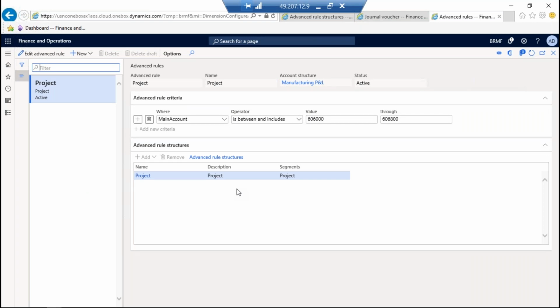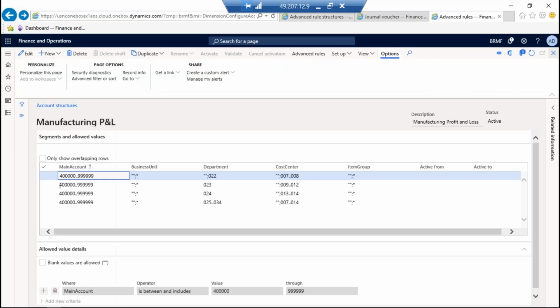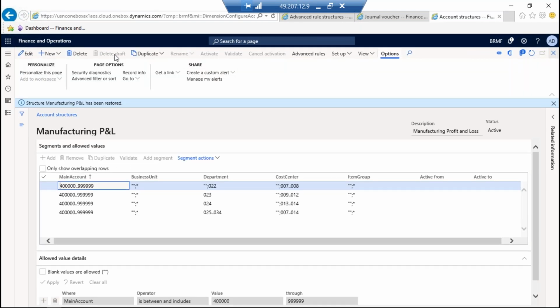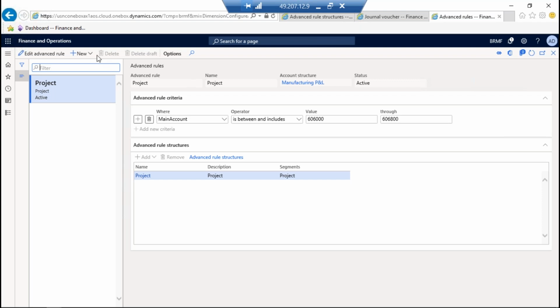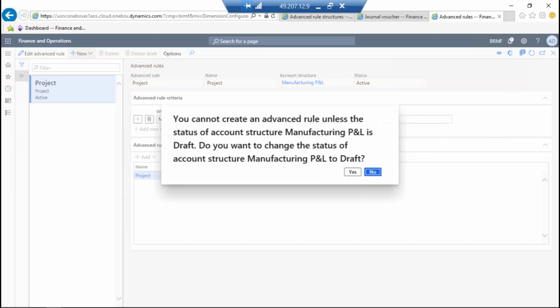Before activating, if you did something and you are not able to understand it, or you want to remove it, you can remove that by clicking on delete draft. As long as you are changing anything, it will change to draft mode. If I'm clicking new, it is telling that we are adding this one, and it will be in the draft mode. Understood?